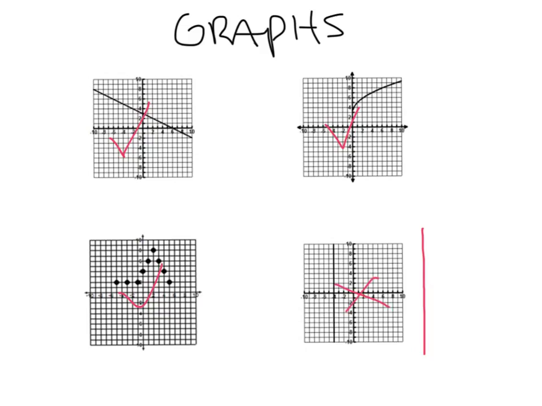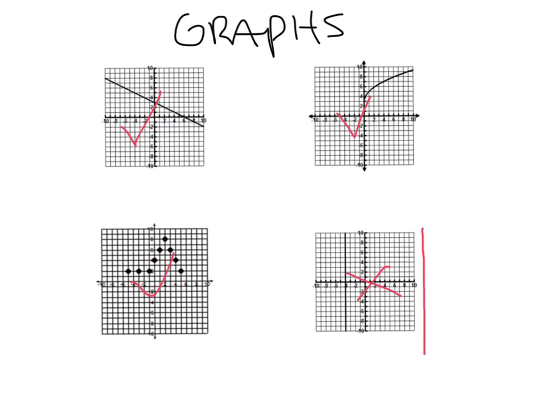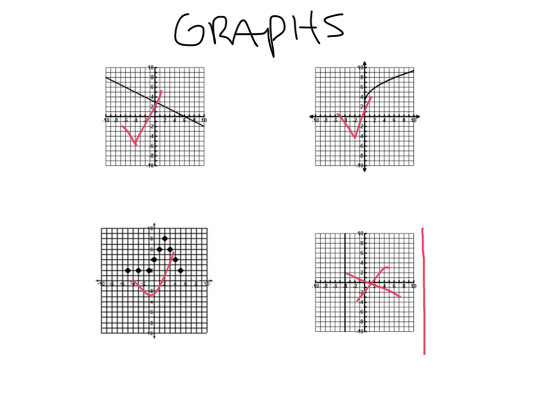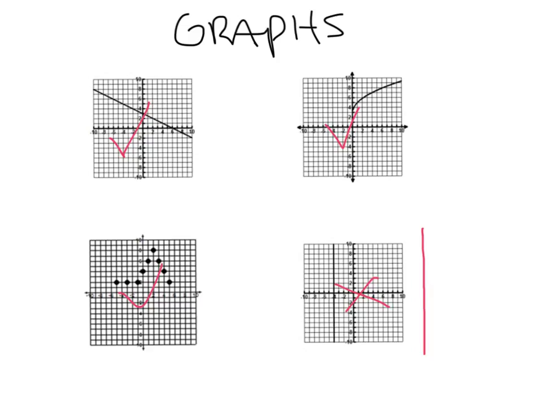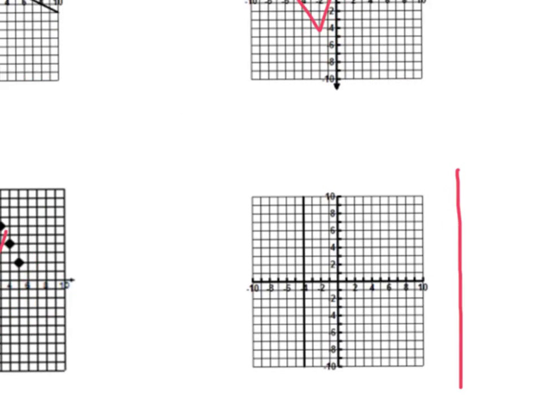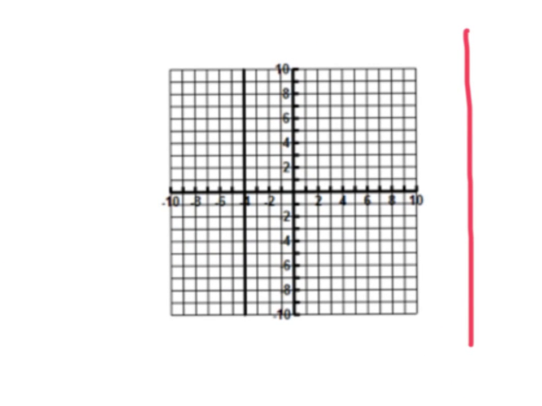Now, some other graphs. I'm going to use this section down here, this last one with my verticals, to show what some other examples could be. Well, if it'll let me here. There we go. Let me zoom in so we can see this a little bit. What if I had a parabola that went sideways like this? Would that be a function?